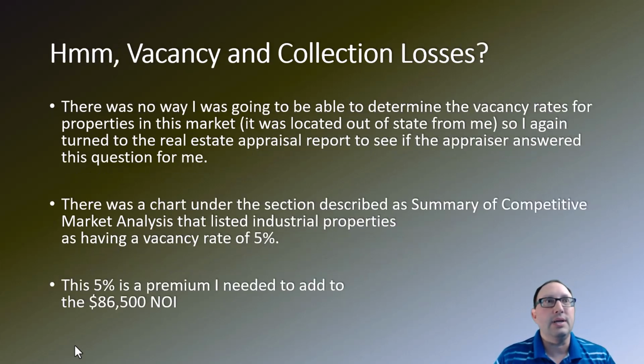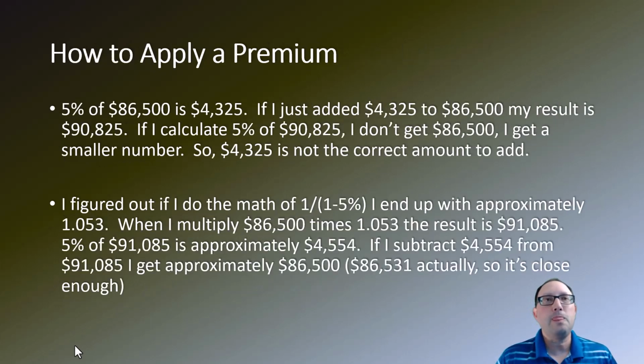So I have no idea what the vacancy rate is for wherever this property was located, and I have no idea how to look it up. So again, I went through the real estate appraisal and I found a chart that described industrial properties have vacancy rates of 5% in that area. So 5% is the premium I needed to add to my NOI, net operating income. Collection losses, I estimated as 0 because it's a 1-tenant building. That may or may not be appropriate, but I also didn't have any source for collection losses. So I'm just using the 5%. I'm not a real estate appraiser. So I went through and did some math.